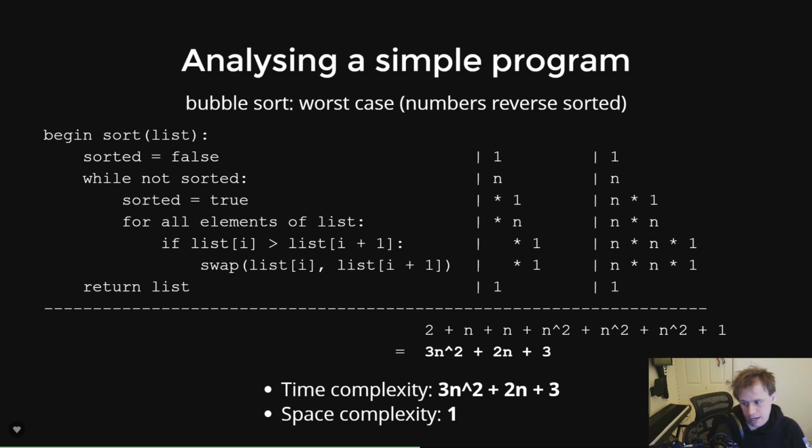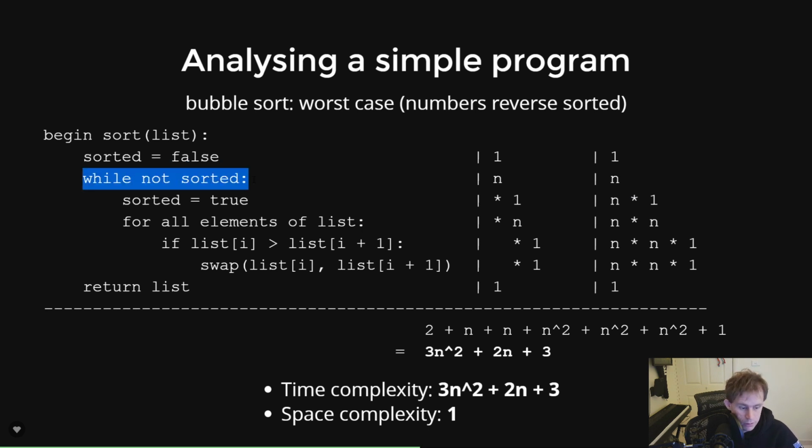The reason I have these two columns here is because once you go inside a loop, you have to think about how many times something is actually executed. Remember how we said this sorted equals true is a really simple operation, just one operation. However, because it's happening inside the while loop, it actually ends up happening n times, which is why I've got these little stars here. This side column represents how many times that line of code is actually executed. So sorted equals false is executed once.